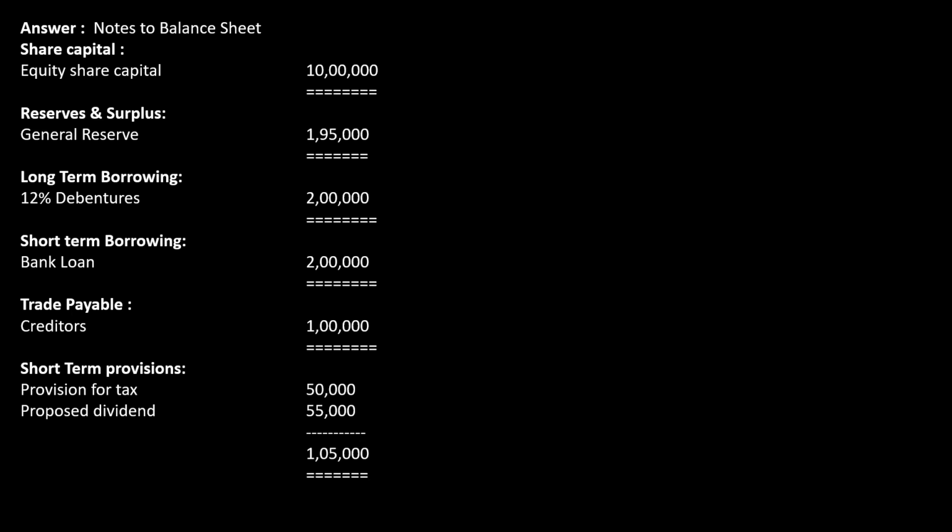The short-term provision is 1,05,000. 50,000 plus 50,000 is 1,05,000. Now next slide.